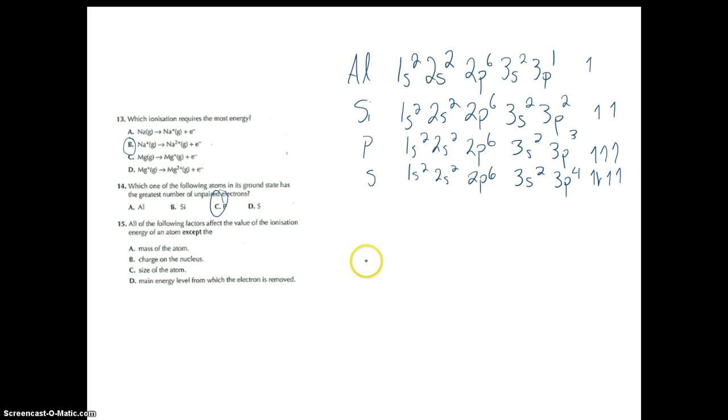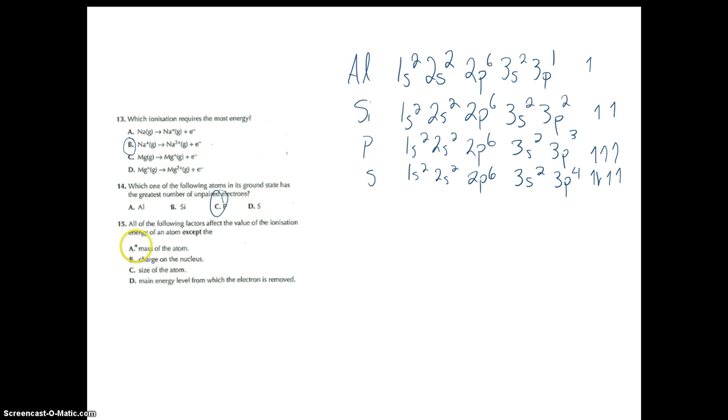Number 15, all of the following factors affect the value of the ionization energy of the atom, except, remember, ionization energy is the amount of energy required to remove that outside electron. The size of the atom, which indicates the distance an electron will be from the nucleus, plays a role. And the charge of the nucleus plays a role because that determines how many electrons there will be. The main energy level from which the electron is removed definitely matters because that's a decision of whether we're taking an easy to remove or a closely held electron.